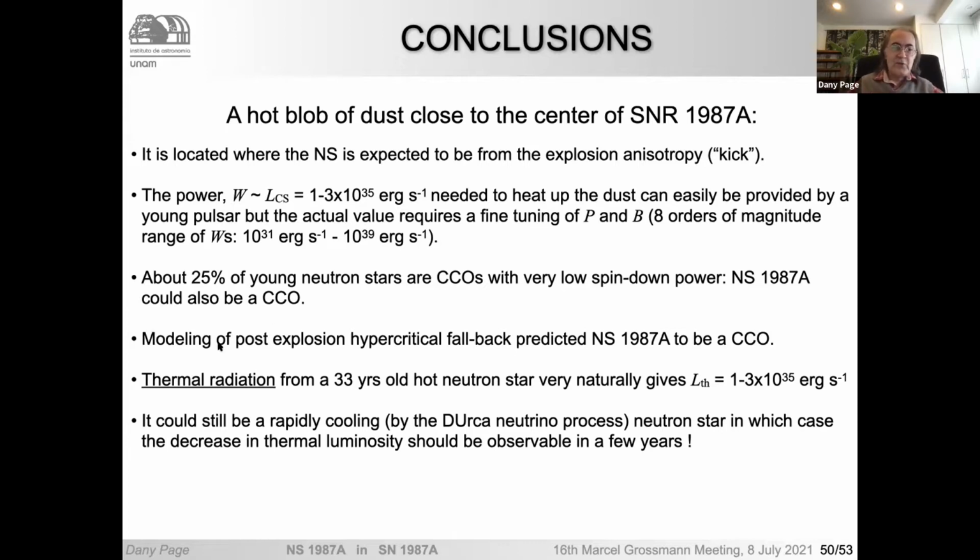And actually, we had predicted from the properties of the explosion that the magnetic field should have been destroyed by the post-explosion accretion. And it turned out that thermal radiation from the 33 years old neutron star gives you exactly what you need. And I will stop here.